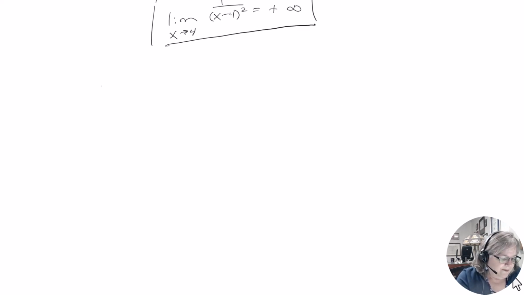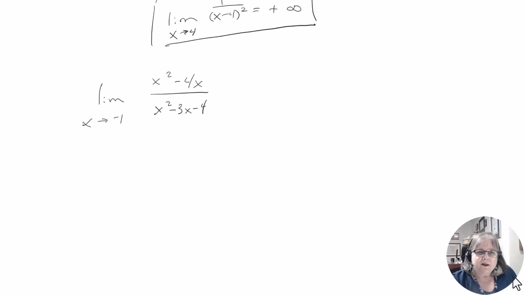Let's try the limit as x goes to negative 1 of x squared minus 4x over x squared minus 3x minus 4. Now, if negative 1 is in the domain, we would take it over here and go, okay, it's negative 1 squared minus 3 times the negative 1 minus 4. Before we see if it's even worth factoring, let's see if it's a problem, because if it's not a problem, just substitute it in.